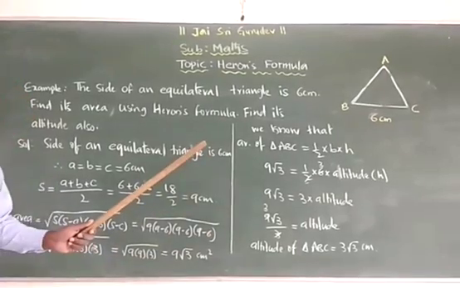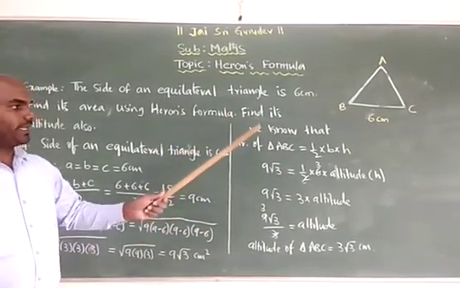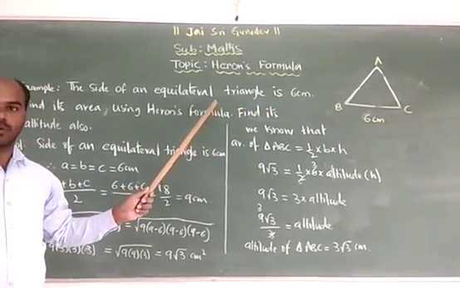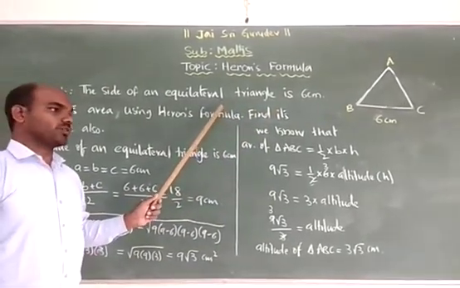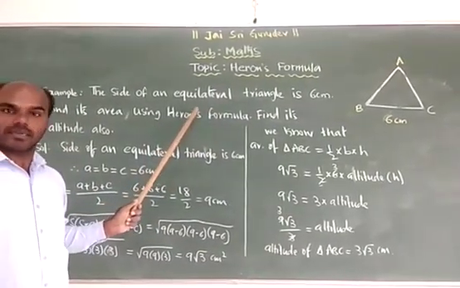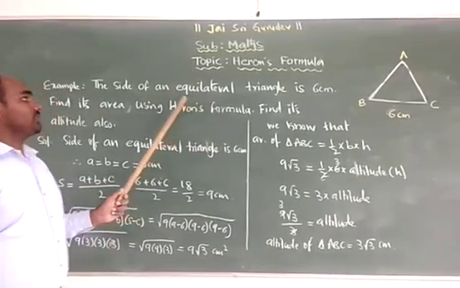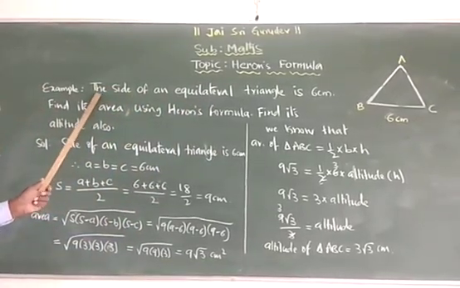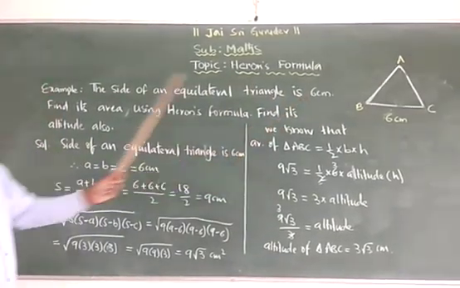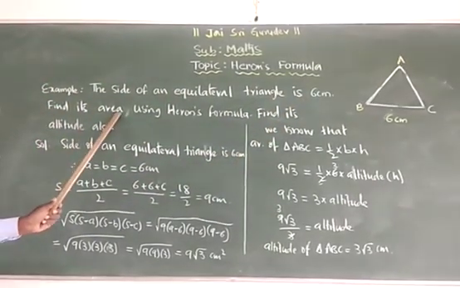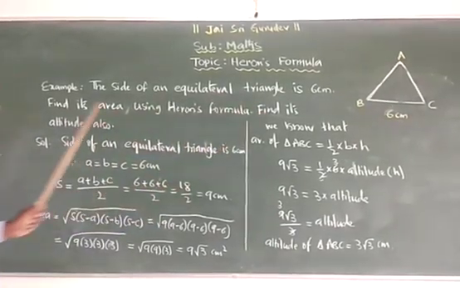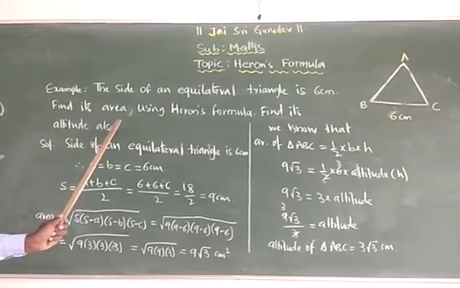Dear children, we should take one more example based on Heron's formula, but this one is an application problem. By using Heron's formula, how should we find the altitude of an equilateral triangle? For example, the side of an equilateral triangle is 6 centimeters. Then you have to find its area using Heron's formula, and also find its altitude.